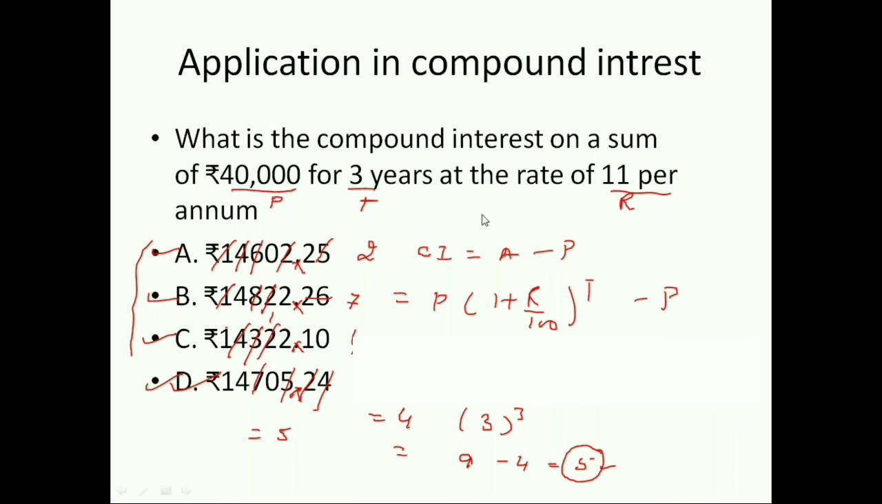If you go back and find the compound interest by any other method, you will take minimum 1.5 to 2 minutes. Pick any other method, it will be minimum 1.5 to 2 minutes. If you solve like this, I will say maximum it will take 30 seconds. 30 seconds I'm saying maximum. If you practice, you can reduce this 30 seconds to 10 seconds.